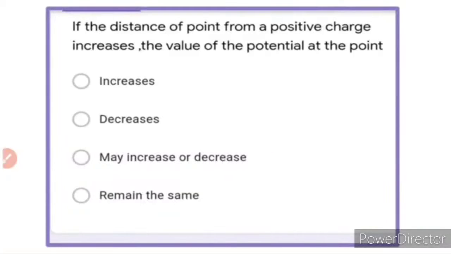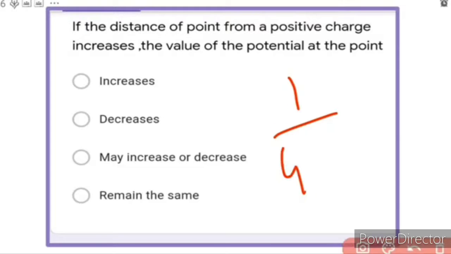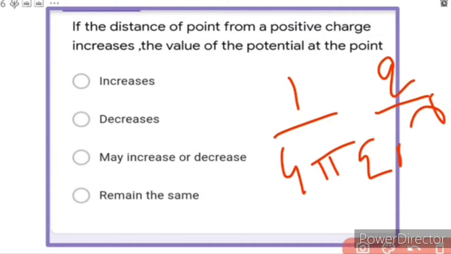Discussing those MCQs which we had in the last live session. Okay, this question: if the distance of a point from a positive charge increases, the value of the potential at the point. So the equation for potential at a point is 1 by 4 pi epsilon 0 into q by r. That is the expression for potential. So what about the distance? When the distance increases, it is inversely proportional. So the correct option is it decreases.